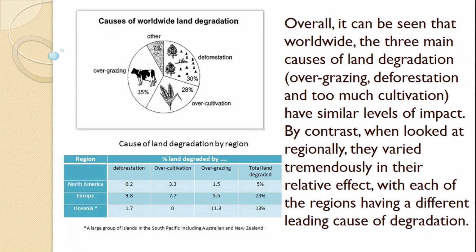Overall, it can be seen that worldwide, the 3 main causes of land degradation, overgrazing, deforestation and too much cultivation, have similar levels of impact. By contrast, when looked at regionally, they vary tremendously in their relative effect, with each of the regions having a different leading cause of degradation.